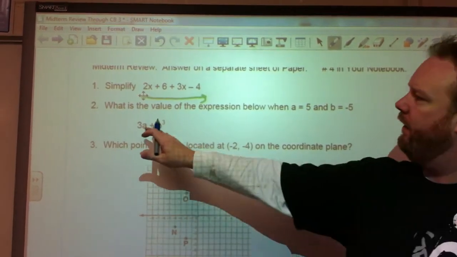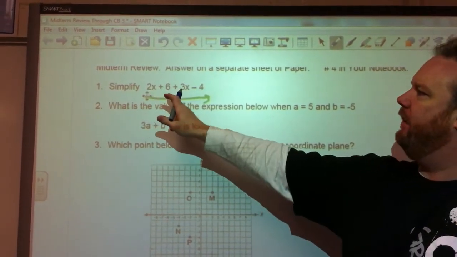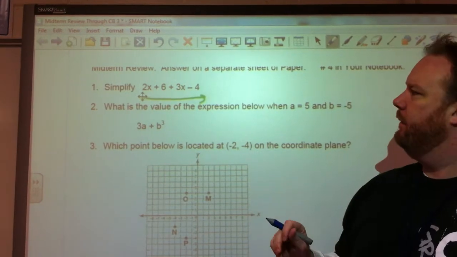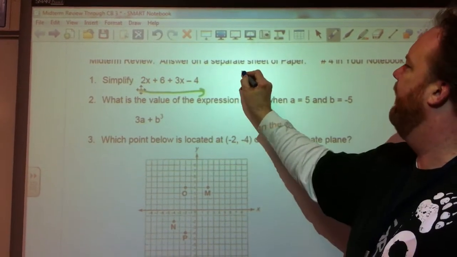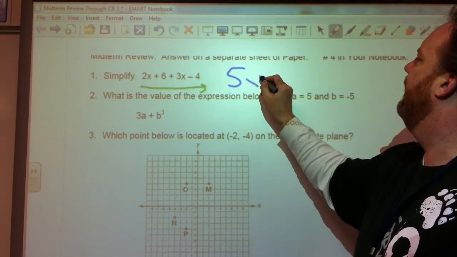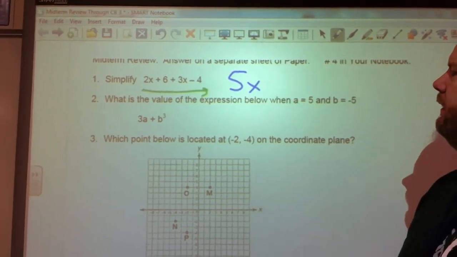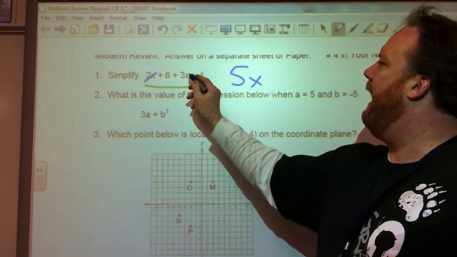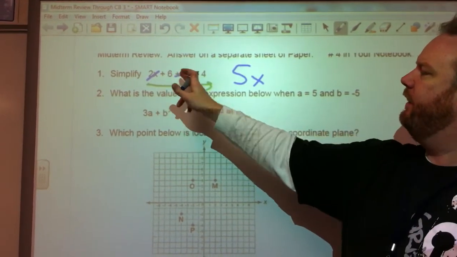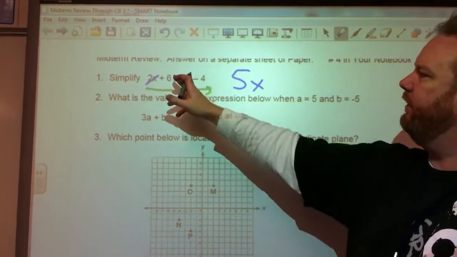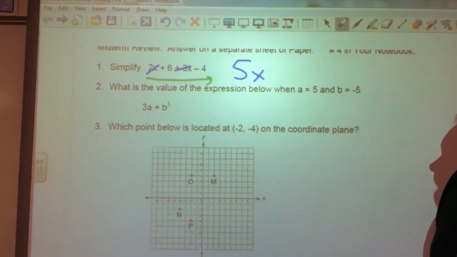We start with the ones on the left. 2x has in common 3x. We have 2x and a positive 3x, which equals 5x. So we can mark this guy out and mark this guy out too. What we're left with is a positive 6 and a negative 4, or 6 minus 4.